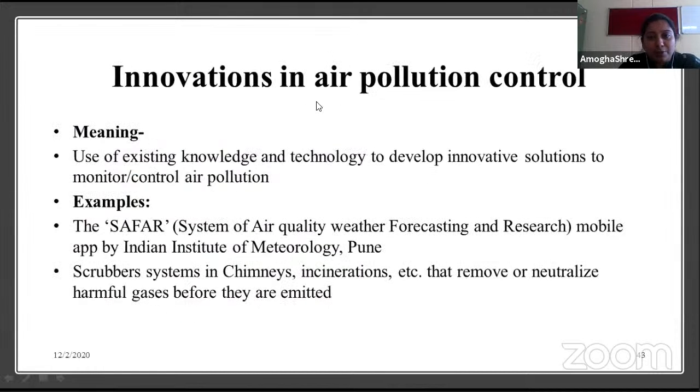Some innovations in air pollution control, that is by using the existing knowledge and technology to develop innovative solutions to monitor as well as to control the air pollution. Example, the Suffer app. It is a system of air quality weather forecasting and research mobile app developed by Indian Institute of Meteorology, Pune, and scrubber systems in chimney and incineration. This scrubber system will remove or neutralize the harmful gases before they are emitted into the atmosphere.